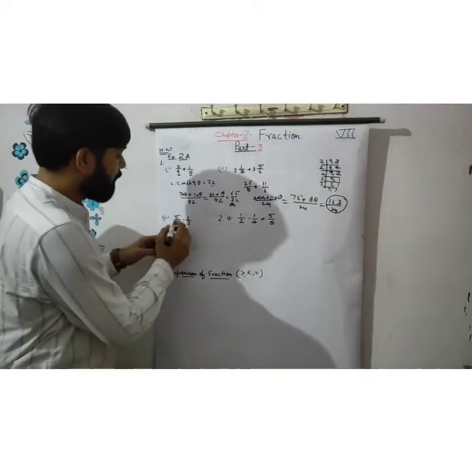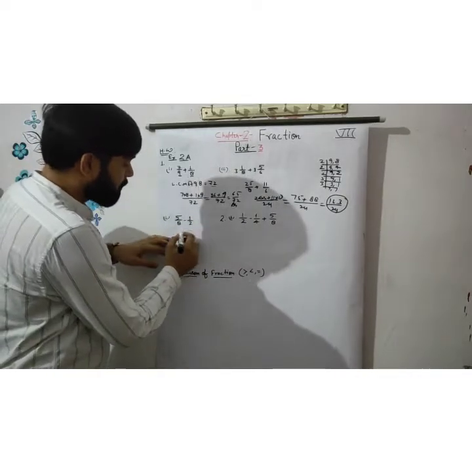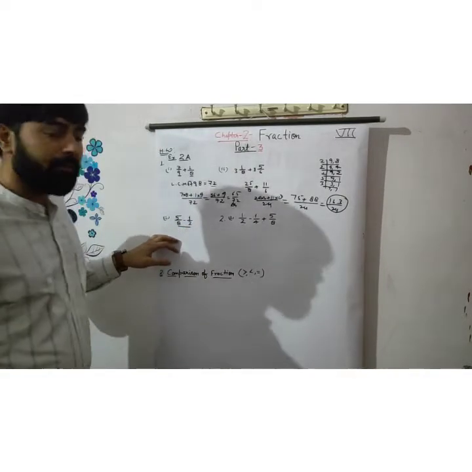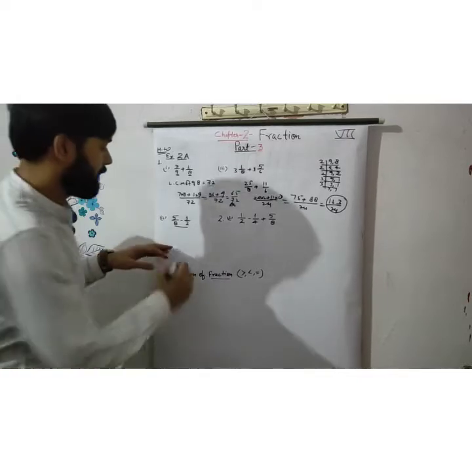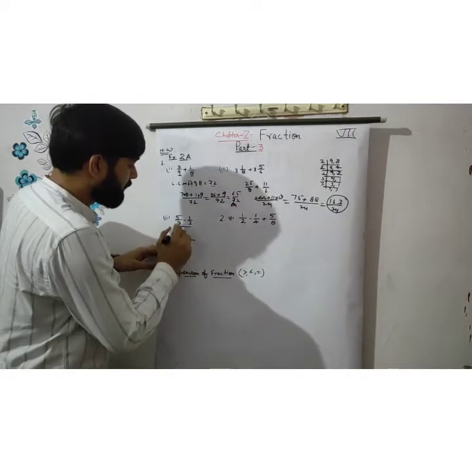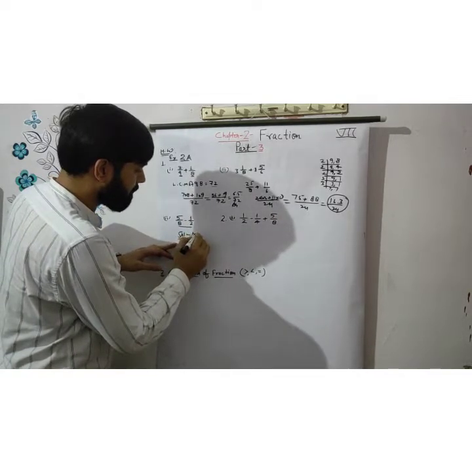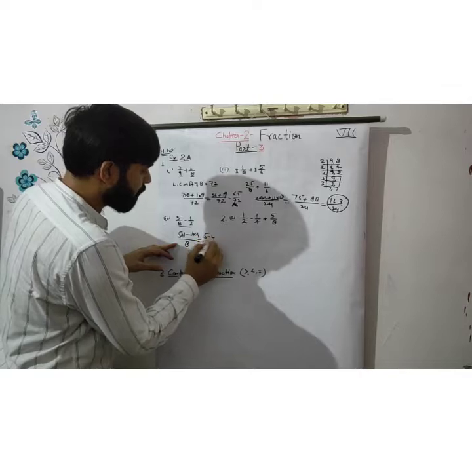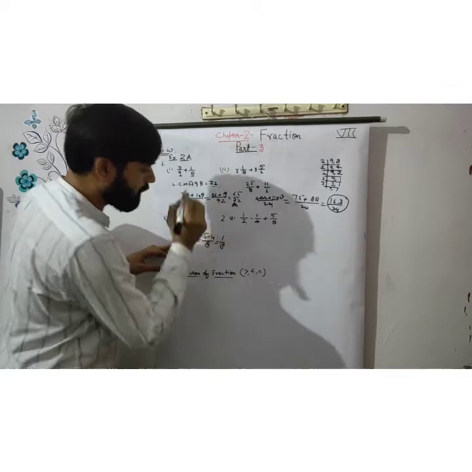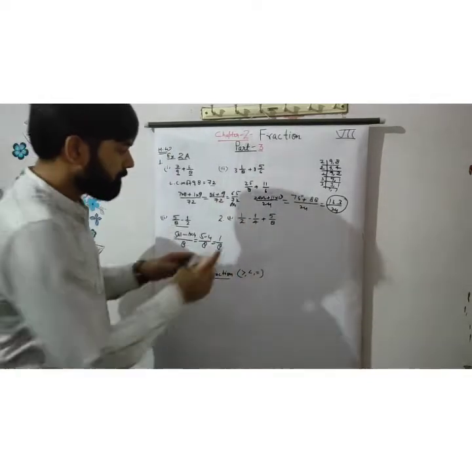Now the next one is 5 upon 8 minus 1 upon 2. Again we take the LCM of 8 and 2, then we get 8. 8 1s are 8, 5 multiplied by 1, 8 divided by 2 is 4, then 1 multiplied by 4. This is 5 minus 4 upon 8, which is equal to 1 upon 8. This is the answer.